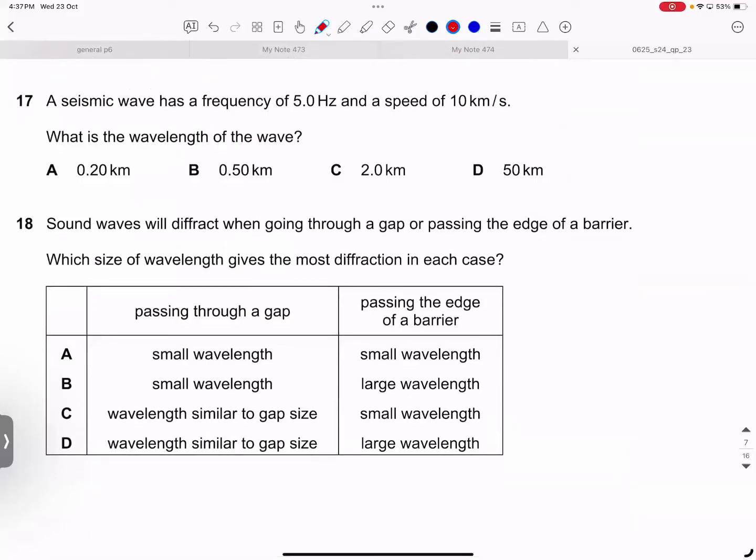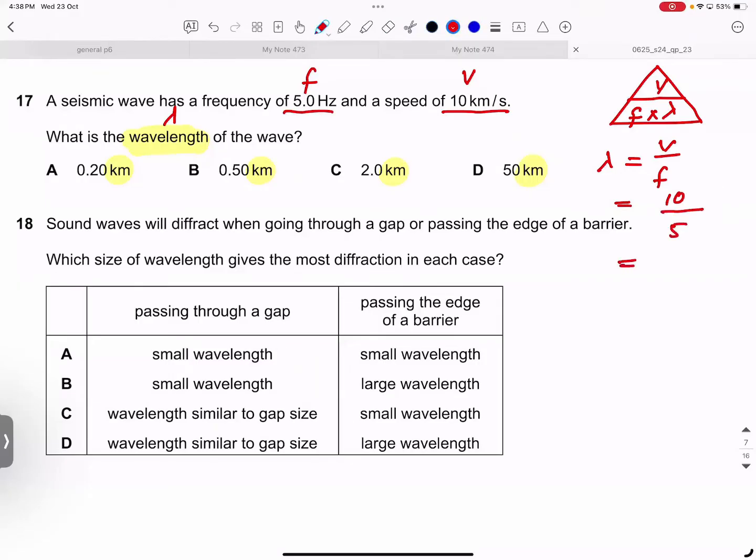Question number 17. A seismic wave has a frequency of 5 hertz, speed 10 kilometers per second. Now there is a trick here, so don't fall for that. Since you need all options to be in kilometers, do not change the speed. So you want to find lambda, the wavelength. The wave equation says V equals F times lambda, so lambda will be V over F. V is 10 kilometers per second divided by F, 5. 10 divided by 5, 2 kilometers. Option is C.